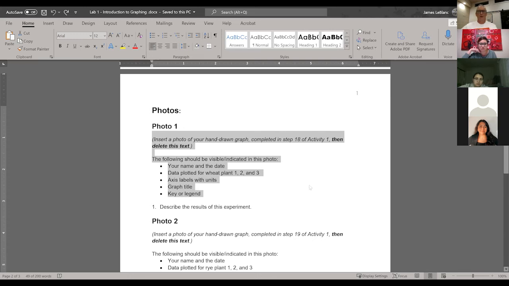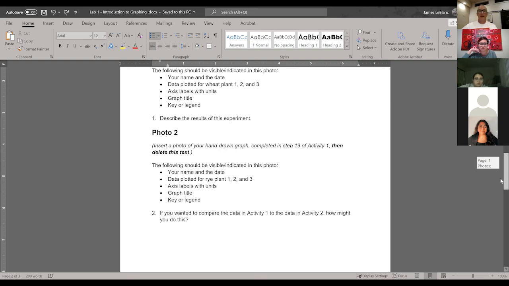Here we go. That would be the wheat graphs. Next would be the rye graphs, and the same thing here: the data plotted, axis labels with units, title for the graph, a key, and then it asks you a question.